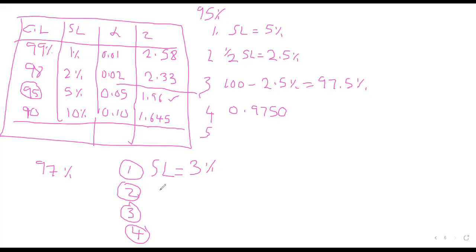The difference from 100%, which is 3. Then we divide it by 2, which is 1.5. Then we subtract from 100, which is 98.5. Then convert to decimal, which is 0.9850. Then you check it from inside the table.